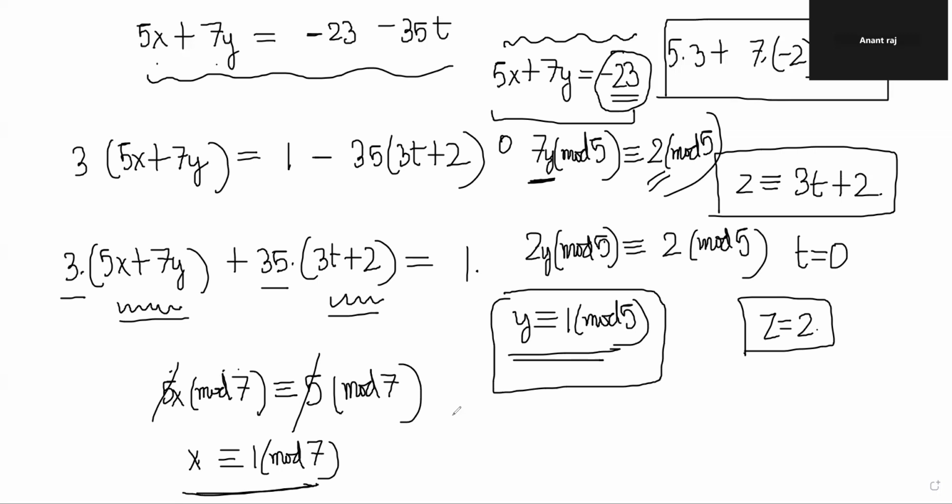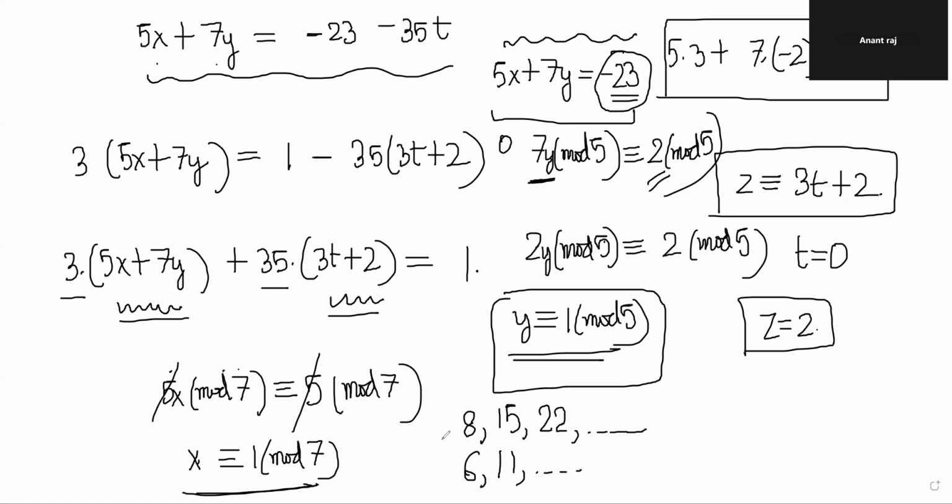So now we only have to check those types of numbers. For x, we will check 8, 15, 22, and so on. For y, we will check 6, 11, and so on. And also negative ones, because we have to check negative integers.